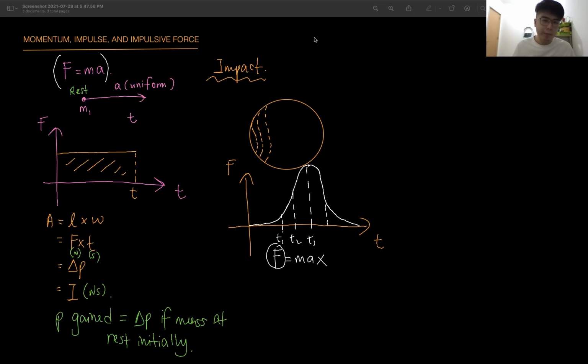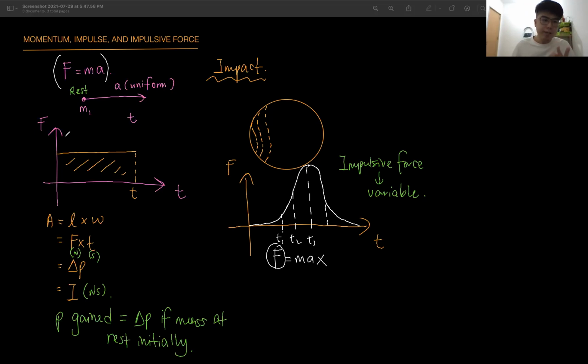So how do we calculate it? By the way, what is this force called? This force we call the impulsive force. So what is an impulsive force? It is a variable force, meaning that it is changing, and it is due to impact.